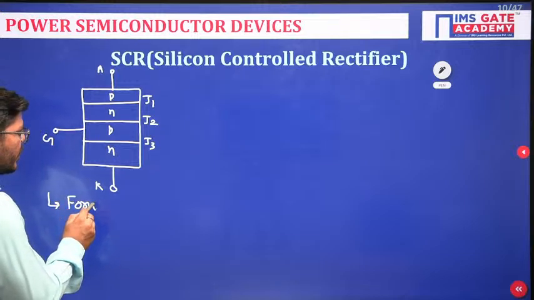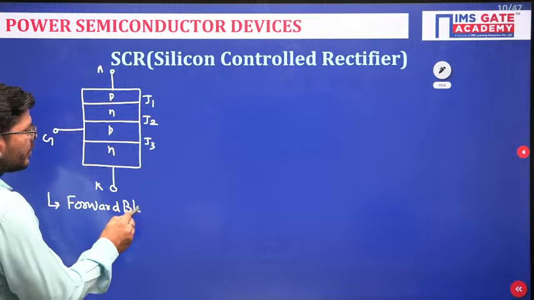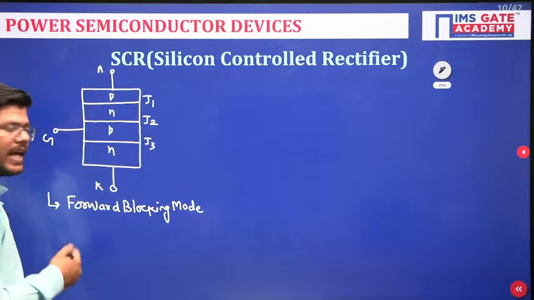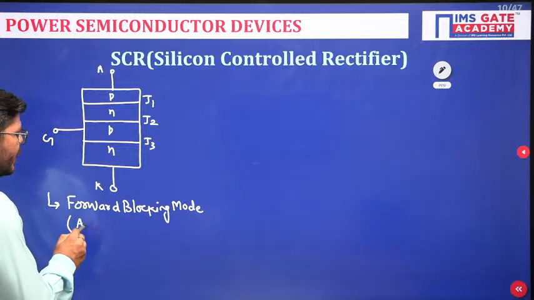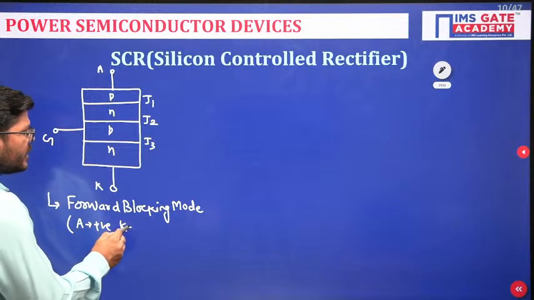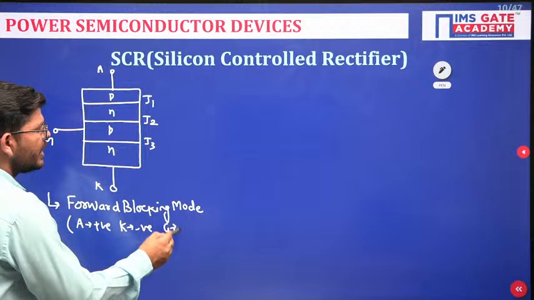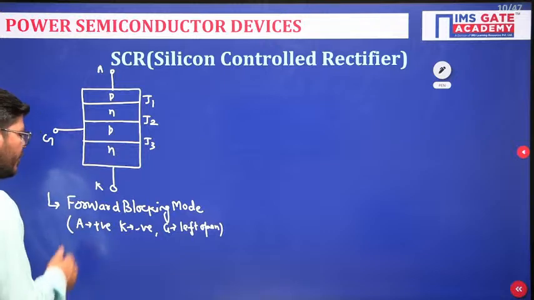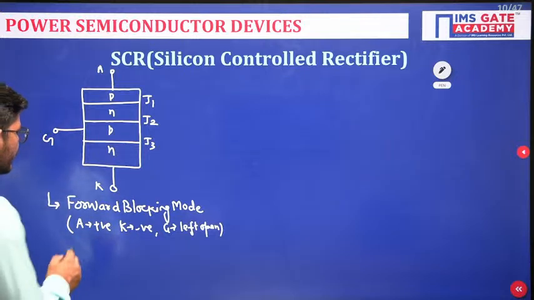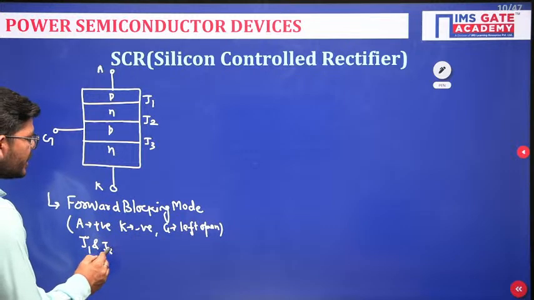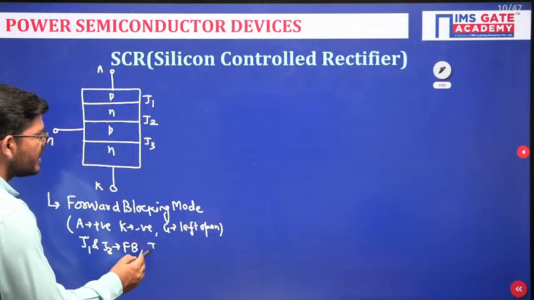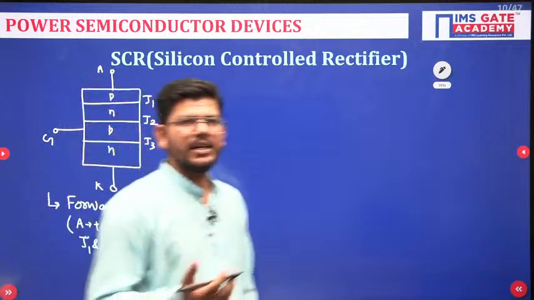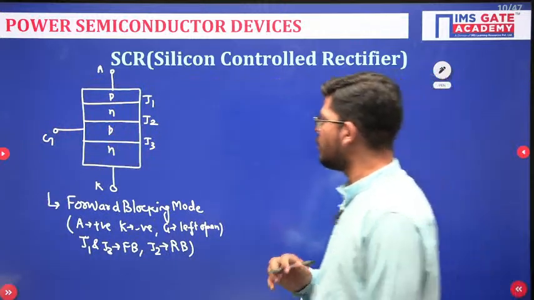First one is forward blocking mode. So what will happen in forward blocking mode? The anode is made positive and cathode is made negative with the gate left open. So we will not apply anything on the gate. When we do this, junction J1 and junction J3 will be forward biased, but junction J2 will be reverse biased and it is blocking the conduction. So this is what will happen in the forward blocking mode.